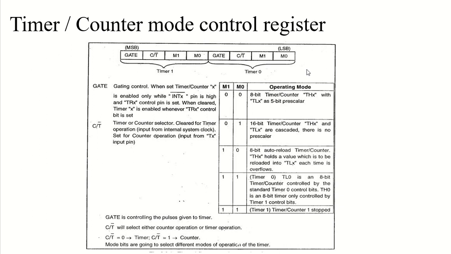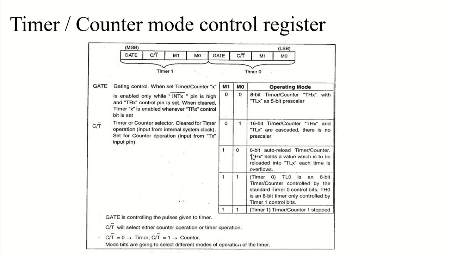Now for different values of M1 and M0, we get different operating modes. When M1 and M0 are both 0, we get an 8-bit timer counter THX with TLX as a 5-bit prescaler. When M1 is 0 and M0 is 1, we get a 16-bit timer counter with THX and TLX cascaded and no prescaler. Earlier we were using TLX as a 5-bit prescaler. When M0 becomes 1, we do not consider it a prescaler, we cascade them.